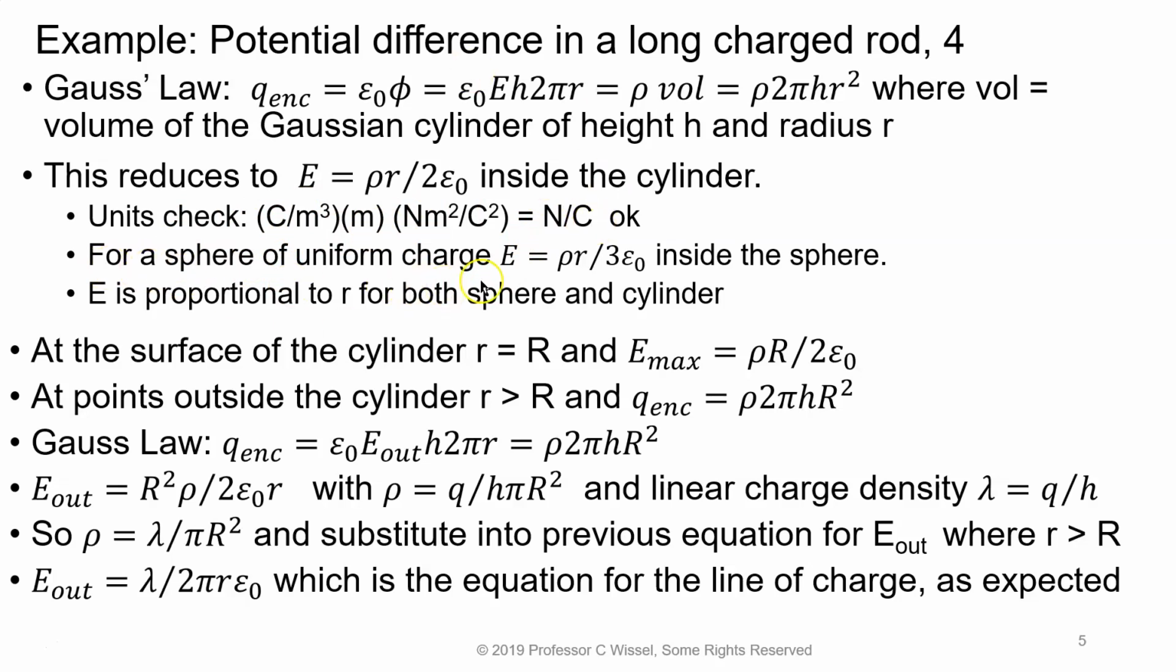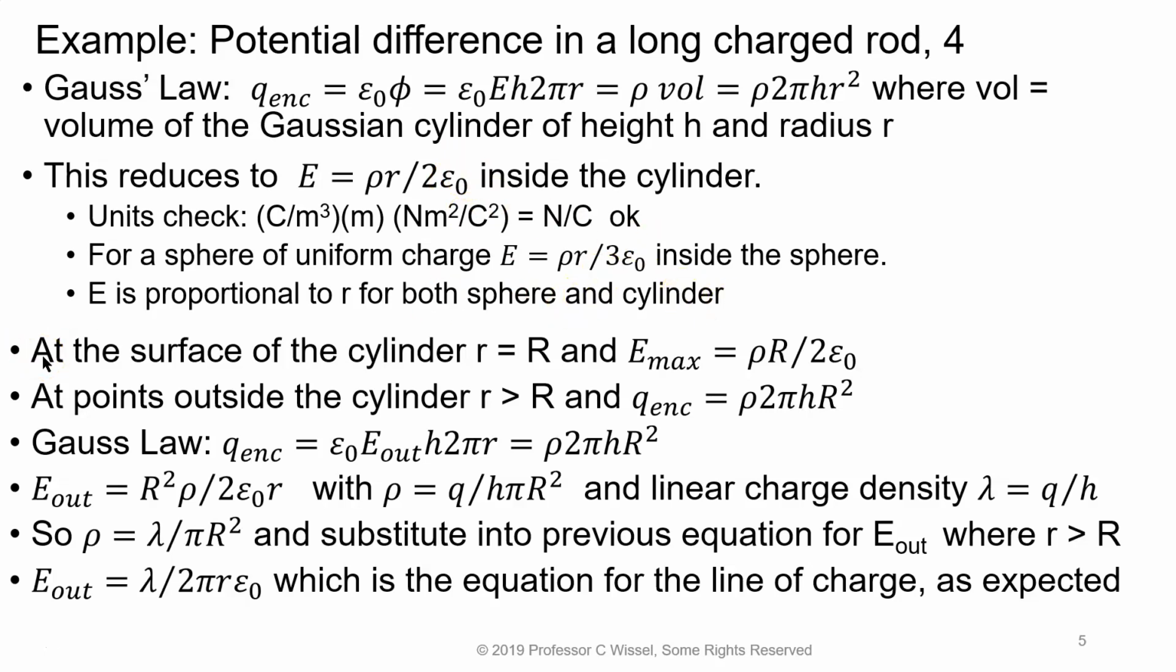For a sphere of uniform charge, E is rho r divided by 3 epsilon naught inside the sphere. Now, we did the sphere before. There's very little difference between the two. E is proportional to r for both the sphere and the cylinder. The difference is the way the charges are distributed. In the sphere, they're all bunched up around one little point. In the cylinder, they're spread out over a long line. So that's the difference. This confirms that we probably did this correctly.